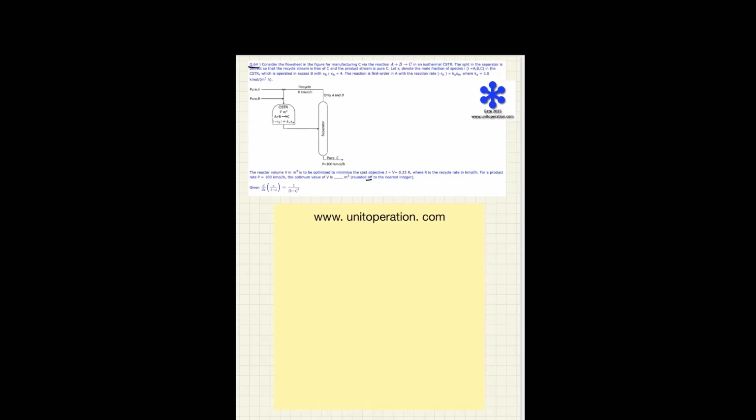Problem 64. Consider the flow sheet in the figure manufacturing C via the reaction A plus B to C. This reaction occurs inside a CSTR, which means whatever the concentration here, the same concentration is in the outlet flow. This is an isothermal CSTR. The split in the separator is perfect, so that the recycled stream is free of C and the product stream is pure C. So this is pure C, no A or B, and this has no C.